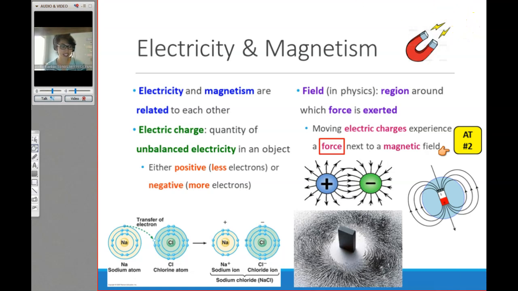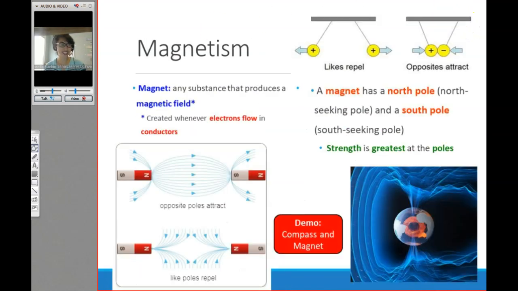All right, here we go. Again, magnets are very related to electricity. And the reason, again, is because it has to do with this idea of electrons. Magnets are any substance that produce a magnetic field. But the thing here is that magnetic fields are due to how electrons are inside of a magnet.